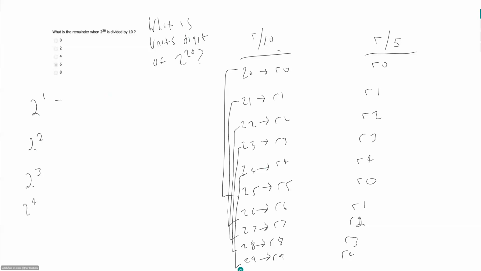So 2 to the first is 2, so that has a units digit of 2. 2 squared is 4. 2 cubed is 8. 2 to the 4th is 16, which has a units digit of 6. And then 2 to the 5th, what happens there? At 2 to the 5th, that's 32. So we go back to our 2, and then from there, the pattern is going to repeat.